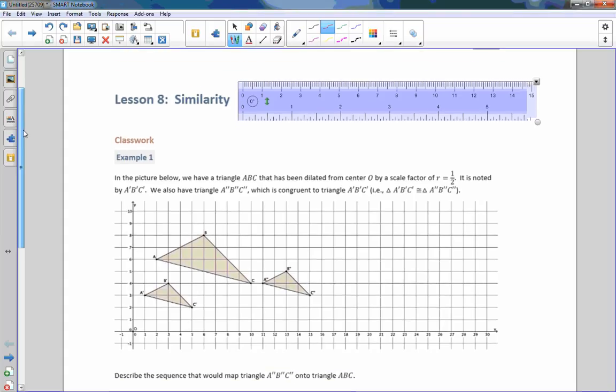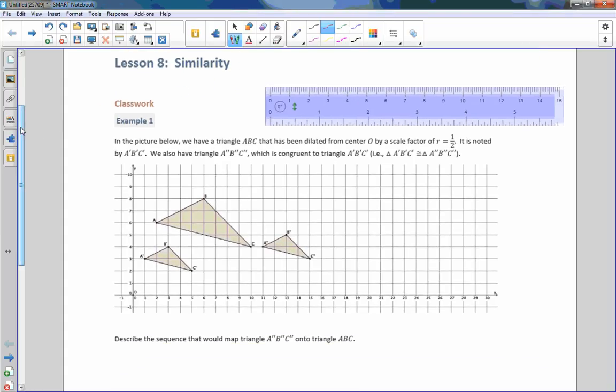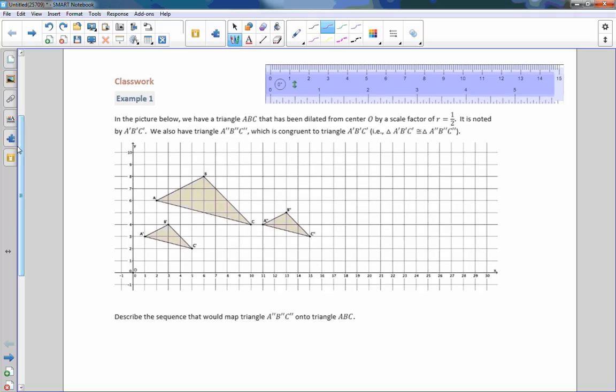We're still doing similarity. All right, so I've got my ruler out already. I'm ready to go. First example, it says in the picture below, we have a triangle ABC. It's this triangle here that has been dilated from the center origin O by a scale factor of r equals a half, and it is noted by triangle A prime, B prime, C prime. So it is right here. So it's closer to the origin because the scale factor is less than 1. It was shrunk down and it's half the size of the original.